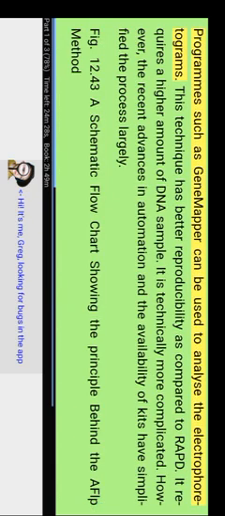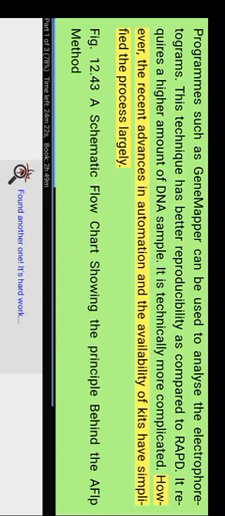Programs such as GeneMapper can be used to analyze the electropherograms. This technique has better reproducibility as compared to RAPD. It requires a higher amount of DNA sample. It is technically more complicated. However, the recent advances in automation and the availability of kits have simplified the process largely. Figure 12.43. A schematic flowchart showing the principle behind the AFLP method.